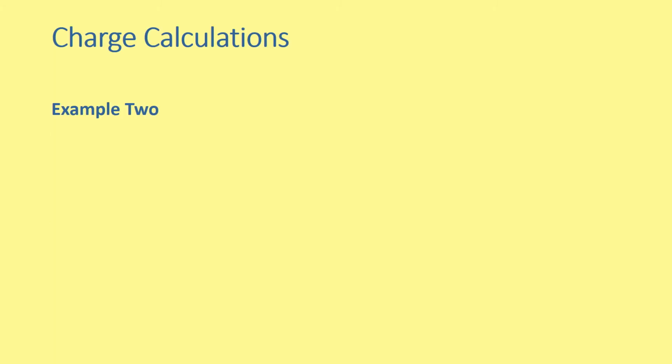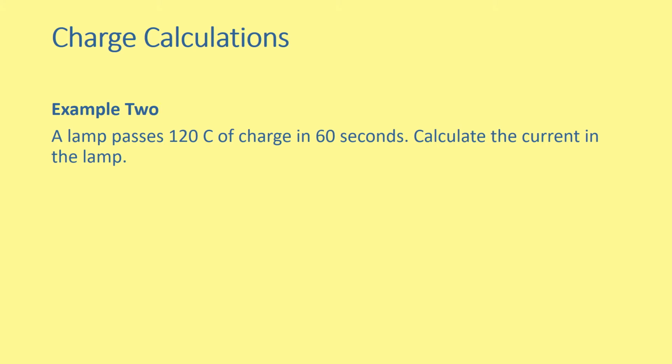Example 2. A lamp passes 120 coulombs of charge in 60 seconds. Calculate the current in the lamp. Again, the equation as stated on the relationship sheet is Q equals IT. 120 is equal to I multiplied by 60. I is equal to 120 divided by 60. I is equal to 2 amperes.